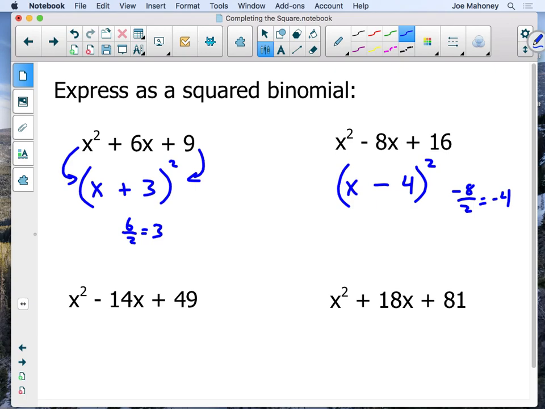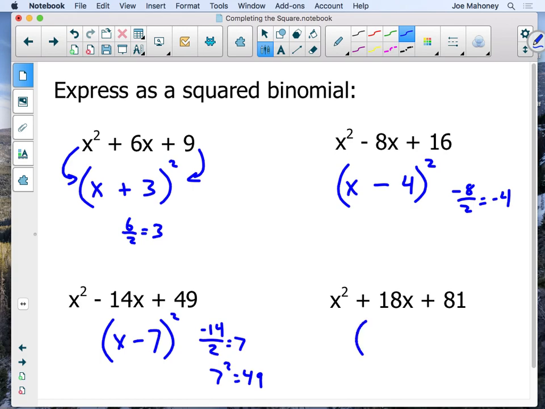So maybe this is a nice thing for you. Maybe you're starting to see this now. So we can write this one as x minus 7 and square that binomial. And again, that negative 14 over 2 is equal to 7. And notice that if we square 7, we get 49. That's a good thing up there.